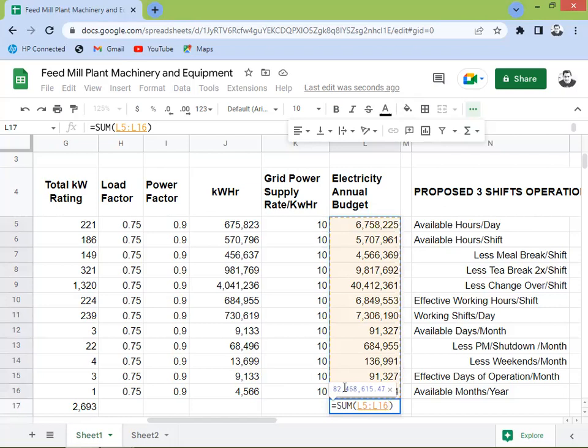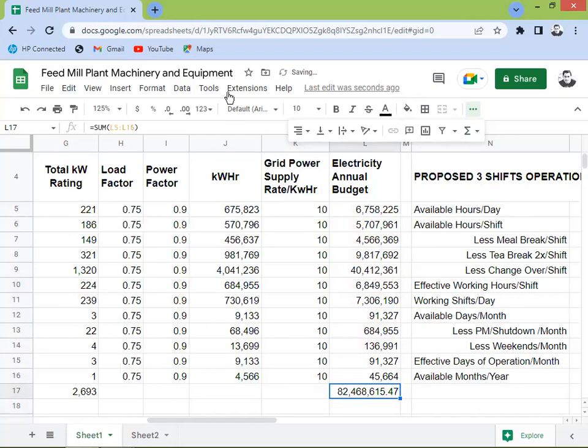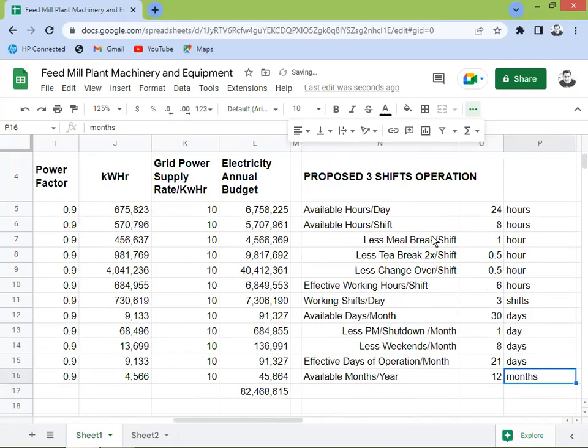Okay. Then just enter. Then remove the decimal places. All right. So therefore, for all this equipment, in 1 year, this is annual. Why is it 1 year? Because one of the inclusions in the equation is the 12 months. All right. So therefore, this is already 1 year.